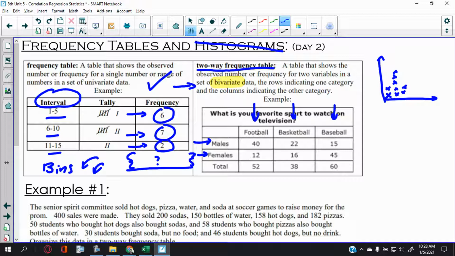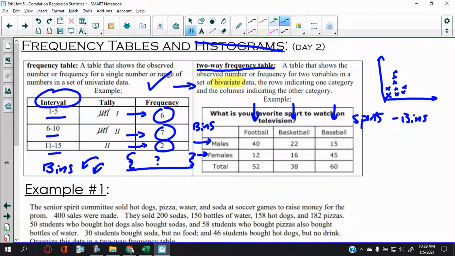So for example, you can break things down by sports: football, basketball, baseball. Those are their own bins, so to speak. And then you could break it down by males or females, which is its own bin. To read that, you can read it two ways. Think about that. How many total football fans are there?